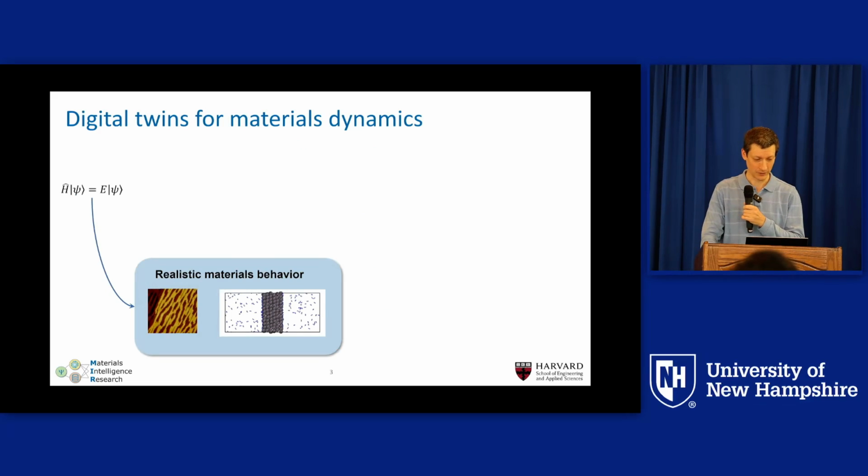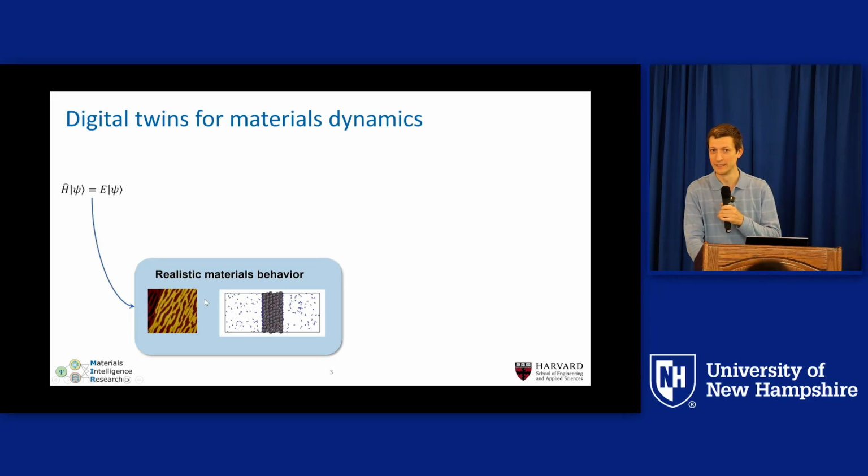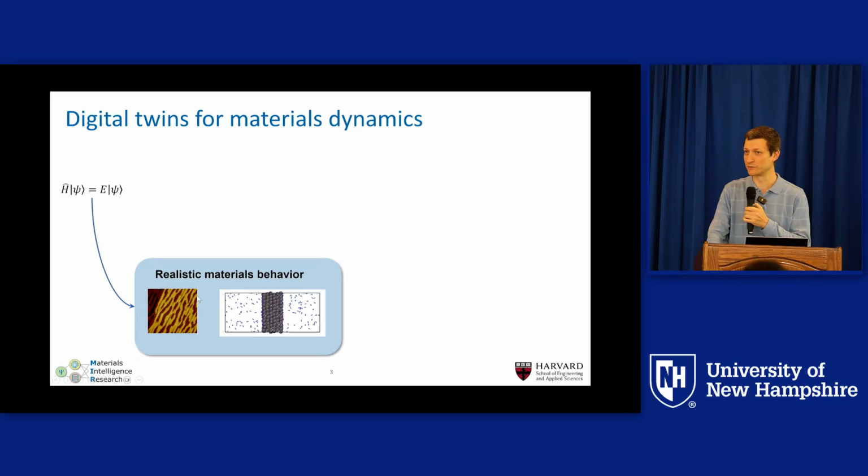Okay, so what we want to do is solve the entire Schrödinger equation on a scale that's relevant to real systems. So this is an example of a catalytic system. Of course, this is impossible. The Schrödinger equation is very complicated to solve. So we have to make some approximations along the way, and I'll describe some of those approximations and how we can speed them up using machine learning.